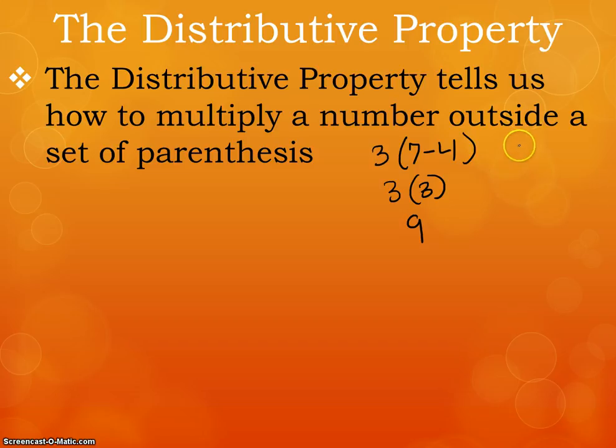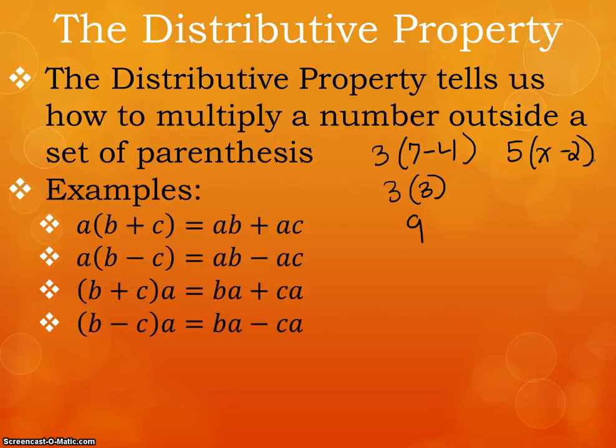However, for problems like 5 times (x minus 2), or any other variable, it's impossible to combine the x and the 2. They don't combine if there's a subtraction symbol in between them, or an addition symbol. So we need to understand how to simplify that to get rid of our parentheses, how to actually multiply that 5 there. And the way it works is very simple.